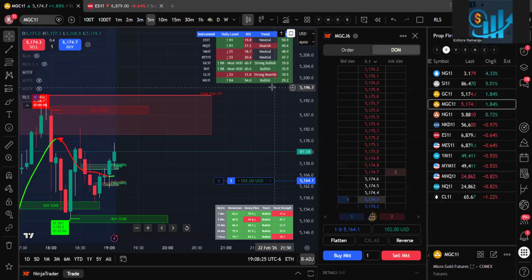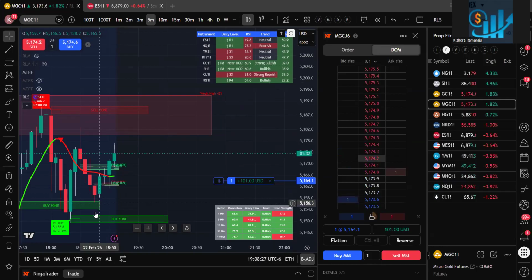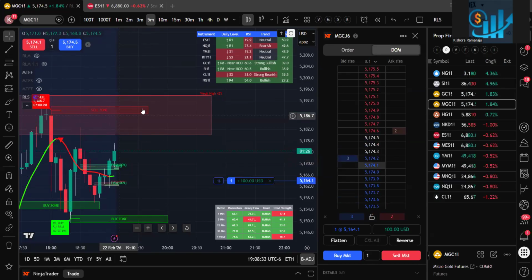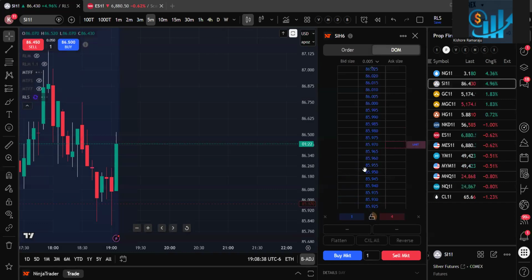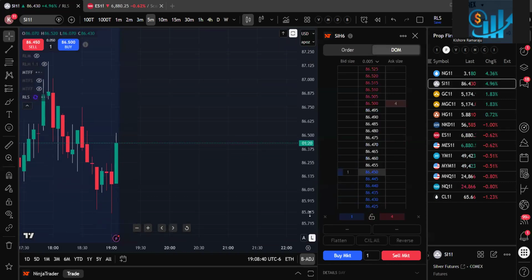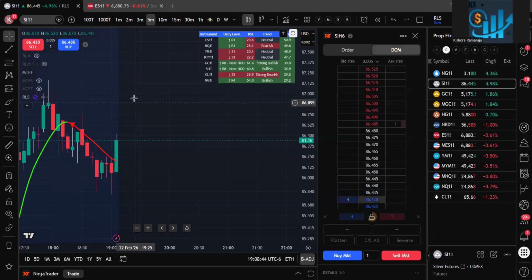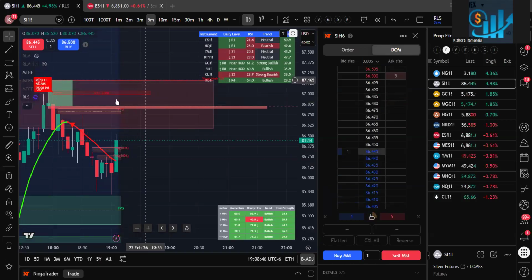Because GC was strong bullish, we got a buy signal, we took a micro, and then we are holding the trade. Silver also will go up. If you have a 150K account, we can take a long. You will get a buy signal, and again silver will go up.